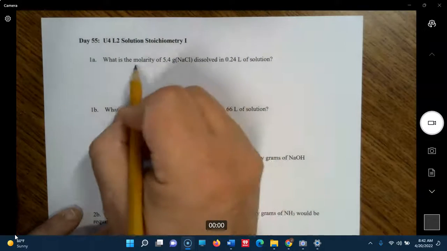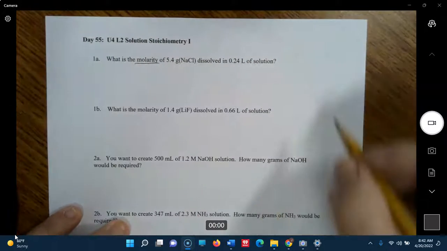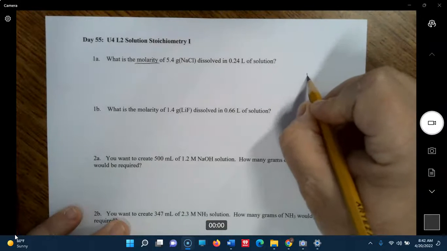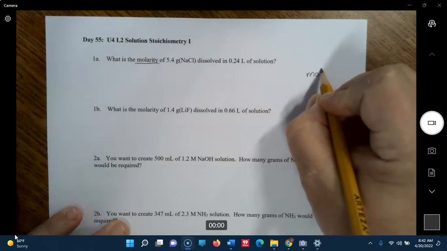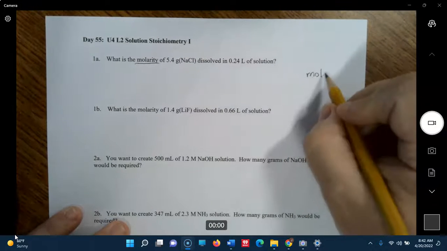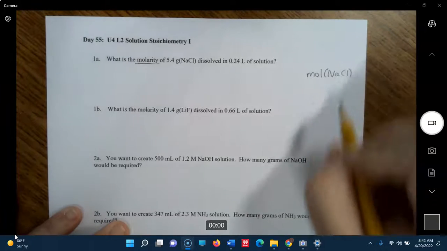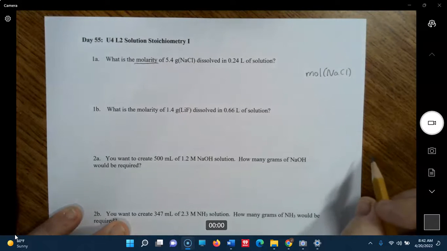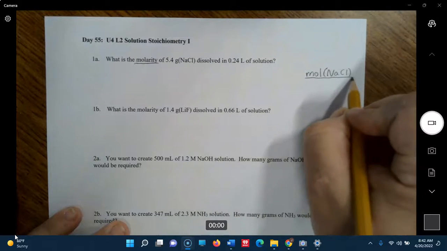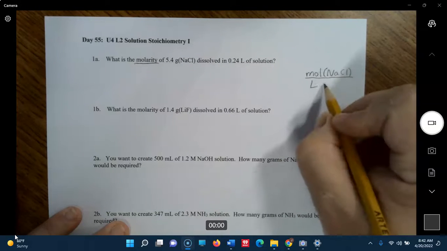So what is the molarity? You're looking for molarity. So molarity is moles of solute. That's what you're mixing in. That's the lemonade powder. In this case, it's not lemonade powder. It's salt. It's table salt, same kind you use at home. So it's moles of table salt over liters of solution.